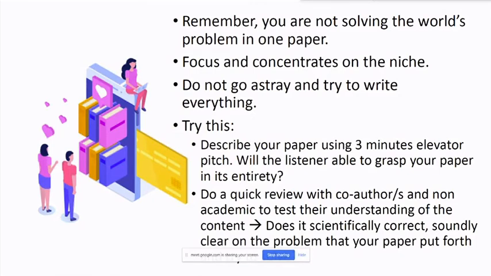Okay, this can be made into an exercise. Once you prepare your paper, try to explain it in your own way. Will people understand or not? If people don't understand, then maybe you need to take a step back and revise your paper.